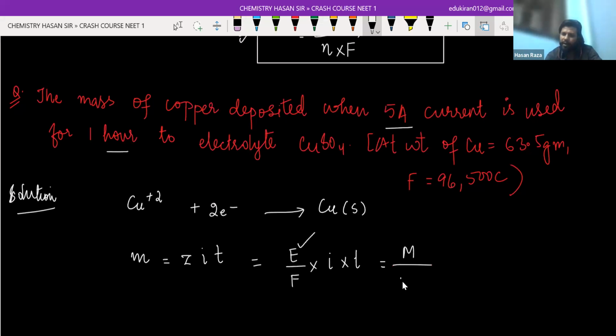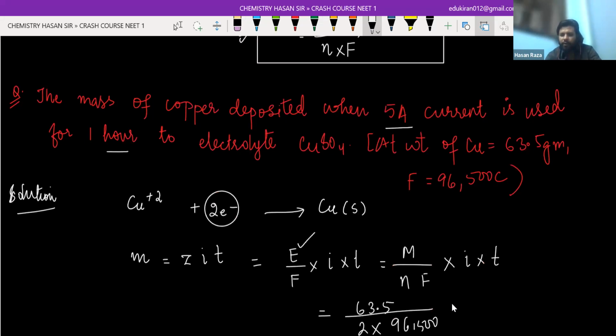Molar mass upon n, where n is the number of electrons transferred, into F, into I into T. Now molar mass is given, that is your atomic mass, 63.5, upon the number of electrons. You can see how many electrons it gained: 2, into Faraday's 96,500 coulomb, into I. I is the current, that is 5, and time is in hours, so you need to convert this into seconds.